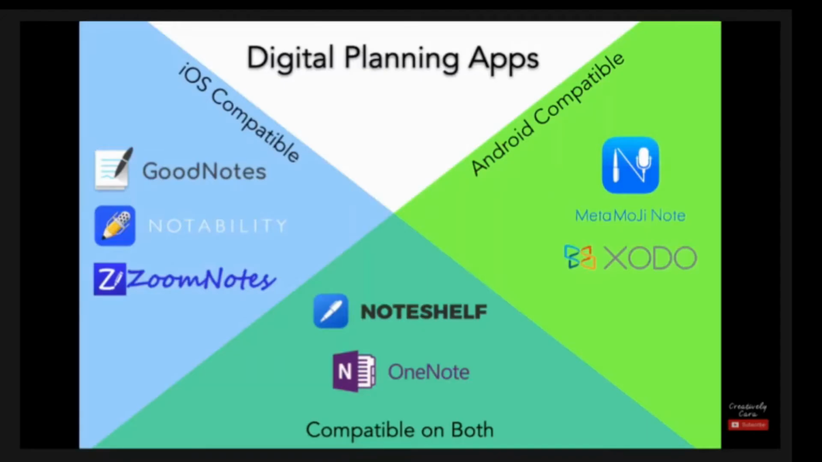If you're using Windows or Android, there are fewer options, and to the best of my knowledge, nothing with the decorative flexibility of GoodNotes. But on my Surface, I use the Xodo PDF Reader and Editor, which is a glorious app allowing me to digitally plan. It's also available in the Google Store.